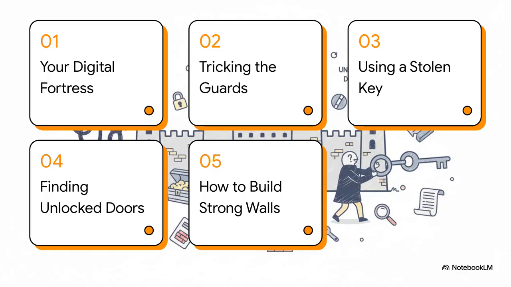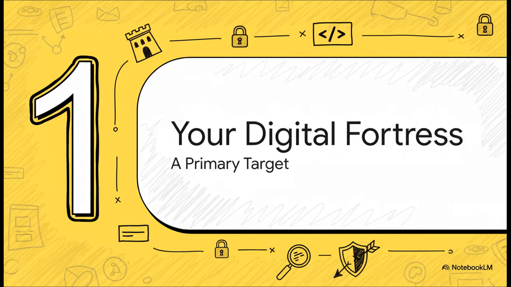First, we'll get a handle on what our fortress is. Then, we'll dive into 3 of the most common ways attackers try to get in: tricking the guards, using a stolen key, and just finding doors that were left unlocked. And then, we'll wrap it all up by talking about how to build some really strong walls. So, let's set the scene.